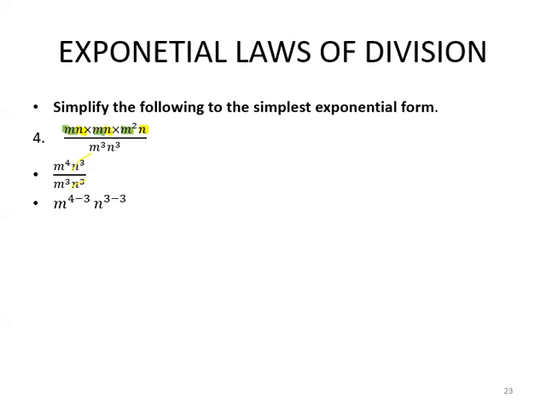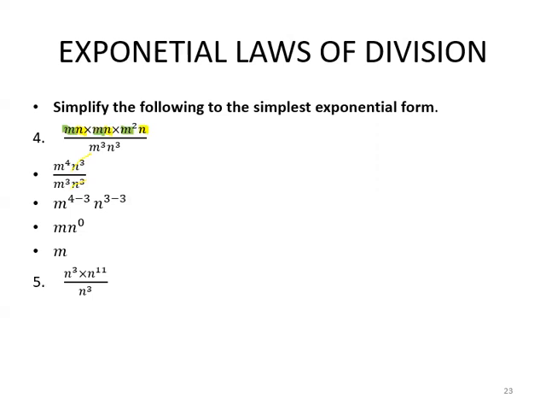And this will give me m to the exponent of 1 times n to the exponent of 0, but n to the exponent of 0 is 1. 1 times m is m. So that is your final answer. Let's get to this one here.